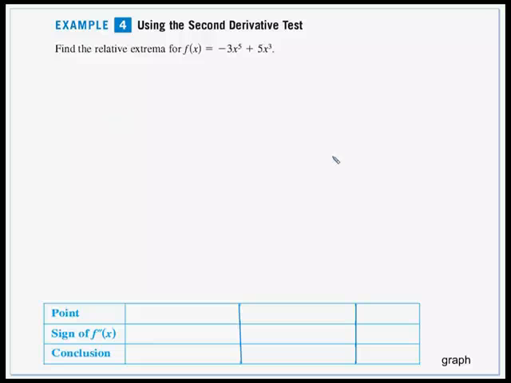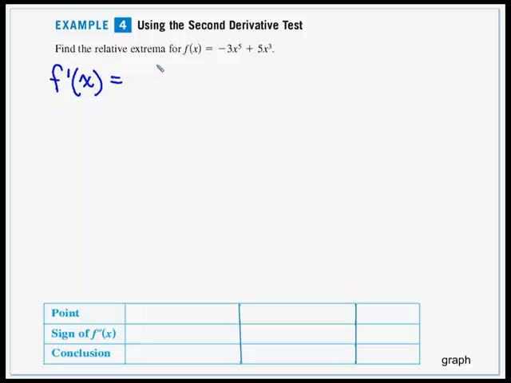So let's try this out in an example. It says here, find the relative extrema of this function. And we're going to use the second derivative test to find them. So first, we want the critical numbers. We're going to find f prime of x and set it equal to 0.